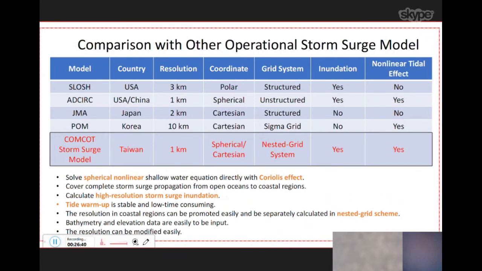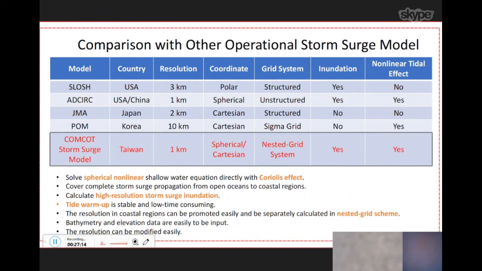Unstructured grid is very time-consuming, so you need very expensive computational resources to solve this problem. And also we can calculate the inundation. But maybe in Japan or Korea, they cannot calculate the inundation. And also in our model, we can cover the nonlinear tidal effects. But the USA or Japan cannot, because they just calculate the storm surge and plus the tide results directly.